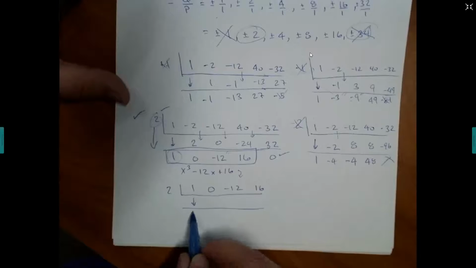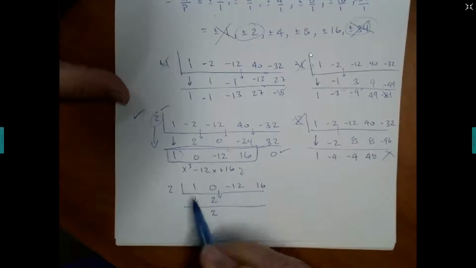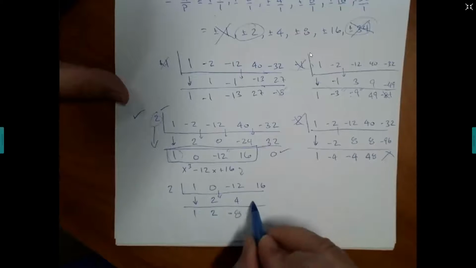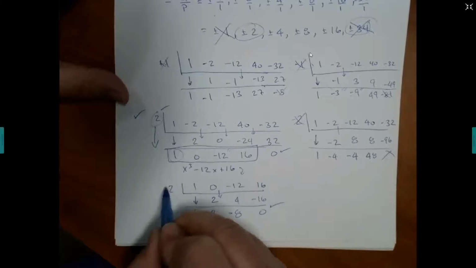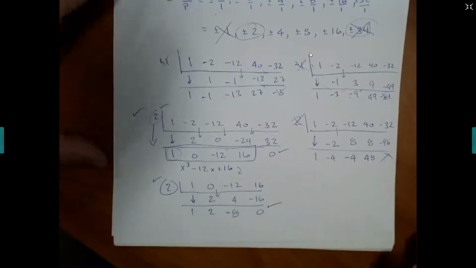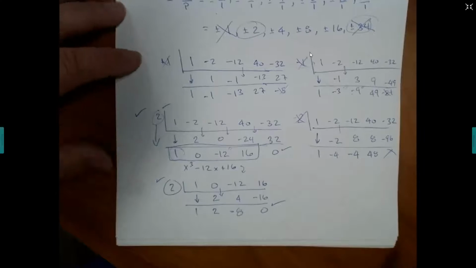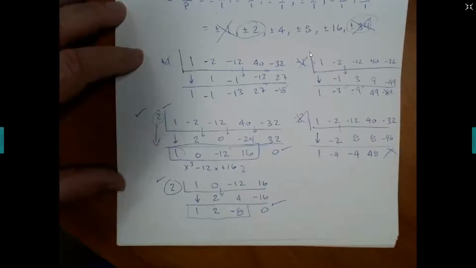Okay, so we bring down the first term. 2 times 1 is 2. Add those. 2 times 2 is 4. Negative 12 is bigger, so 12 minus 4 is 8. 2 times negative 8 is negative 16. So we know that. Now that's our new equation.